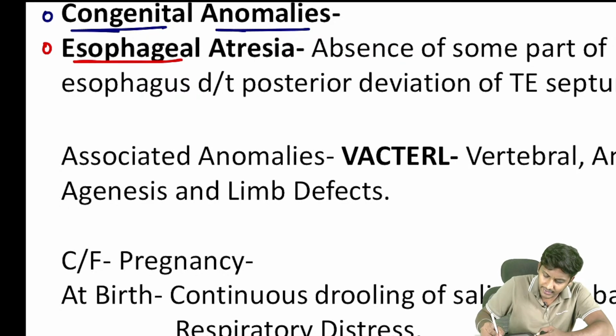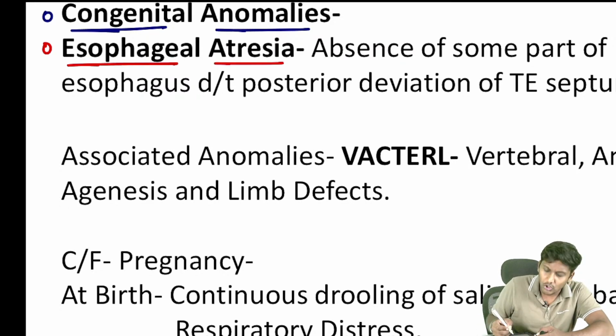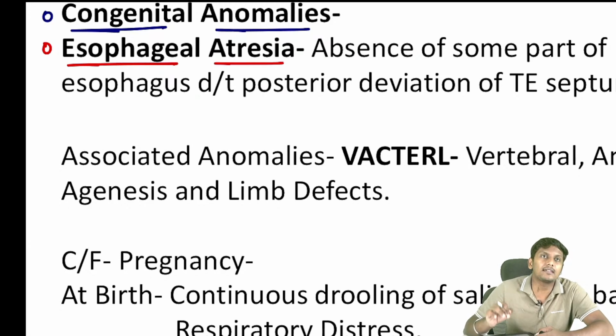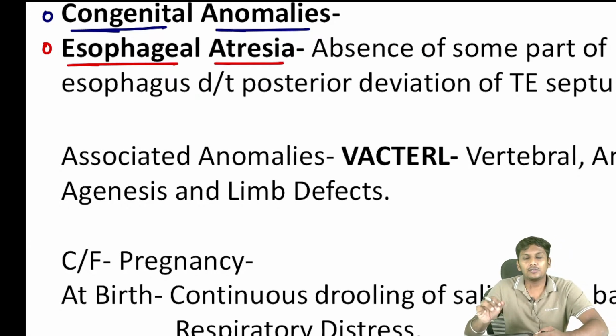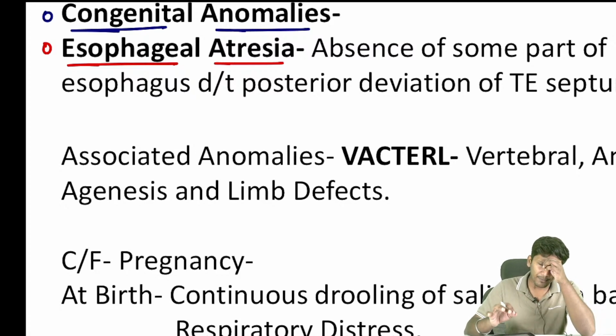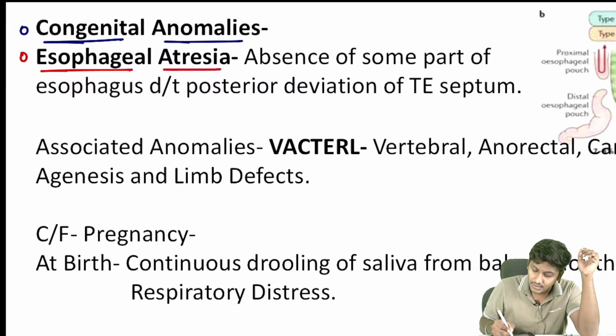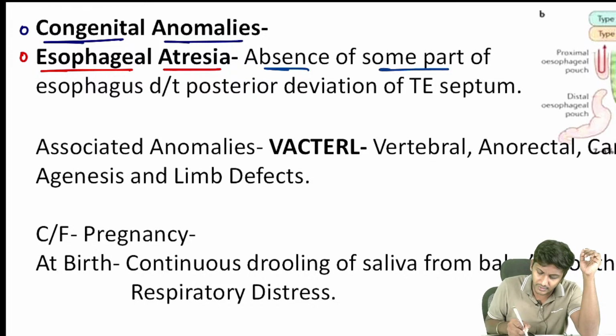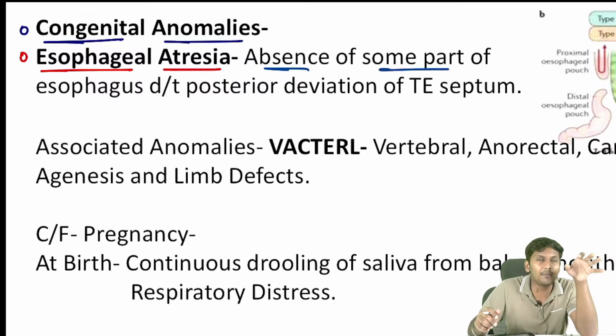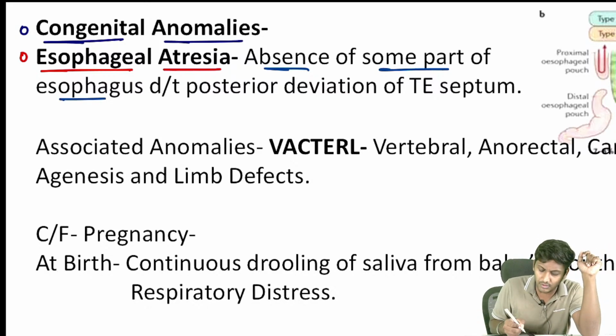Now, what is atresia, बच्चे? Atresia matlab no development. The esophagus has not developed completely. As the esophagus has not developed completely, there is absence of some part of the esophagus. So, in esophageal atresia, there is absence of some part of the esophagus, not the esophagus completely, but some part which is absent because the development was not completed.